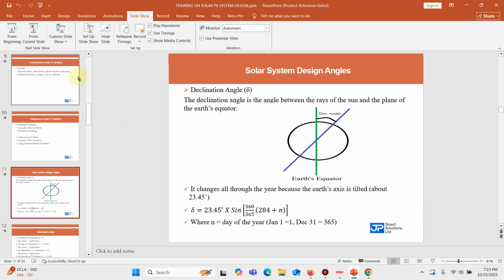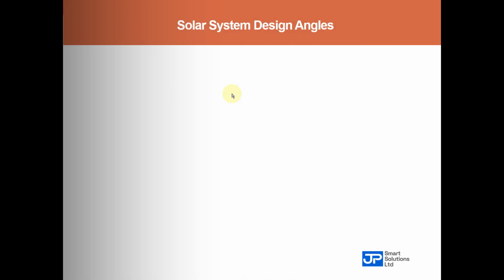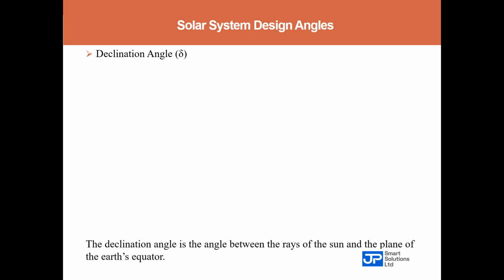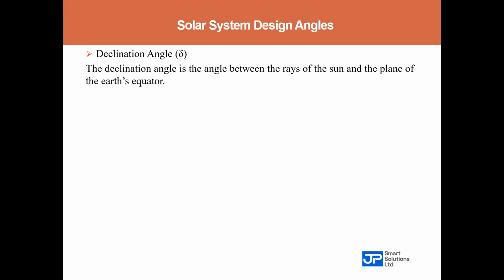Alright. Solar system design angles. So the first angle we are going to talk about is known as the declination angle. Now the declination angle is the angle basically between the rays of the sun and the plane of the Earth's equator.